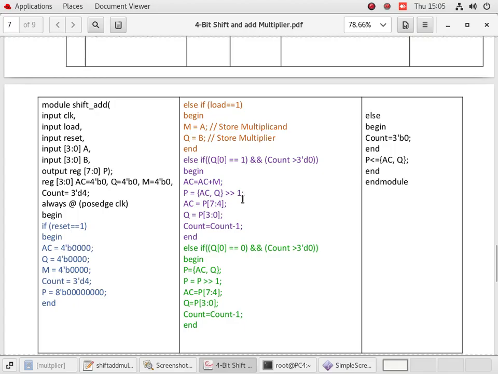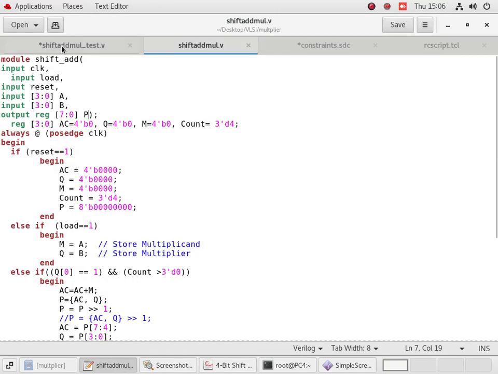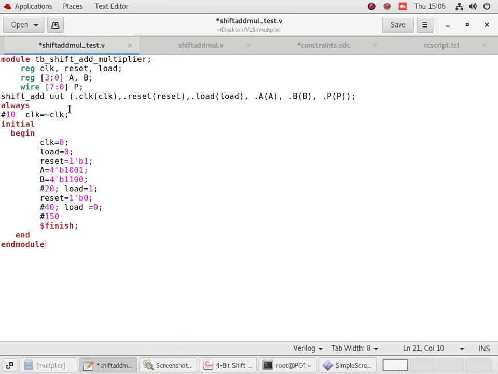So like this, every time the Q0 value is verified and accordingly the action happens, and after every action the count value is decremented. Finally, when the count becomes 0, the final product is taken as the concatenated value of accumulator and Q. So this is the program, and this is the test bench that we have written.